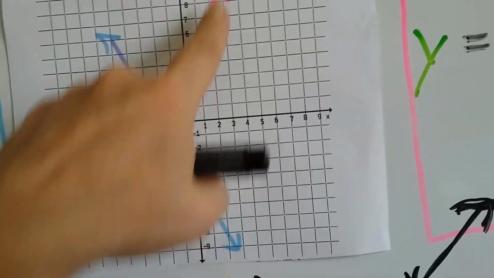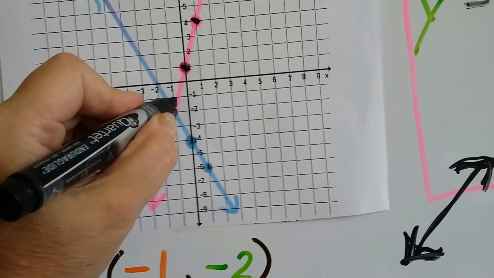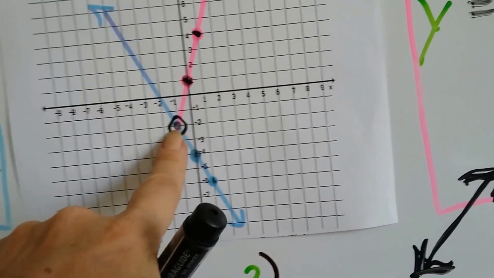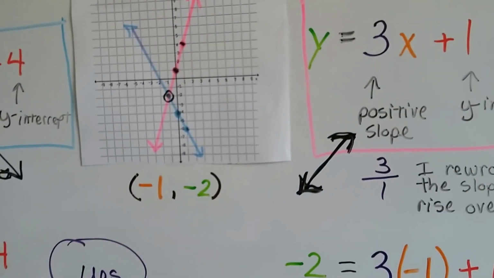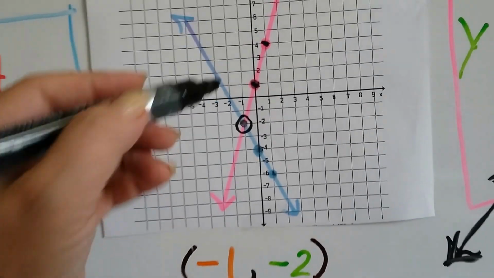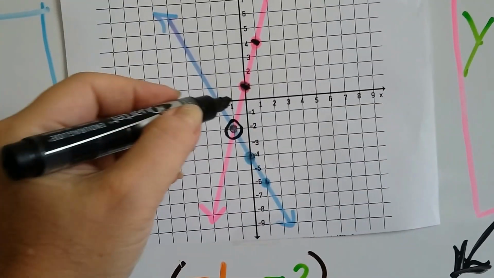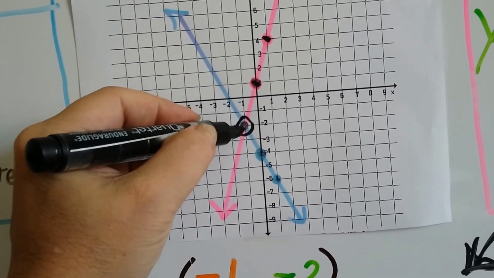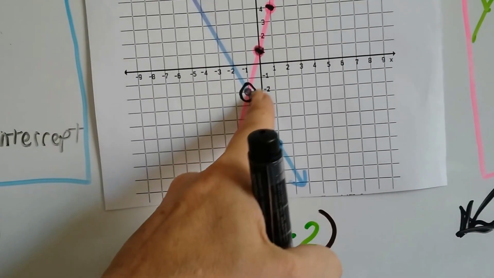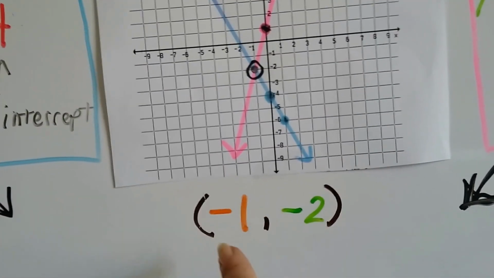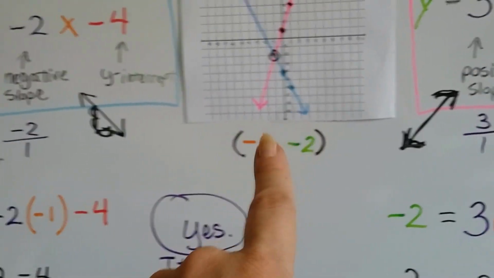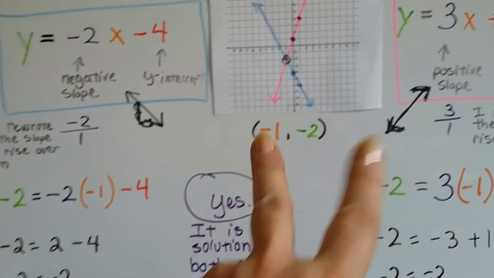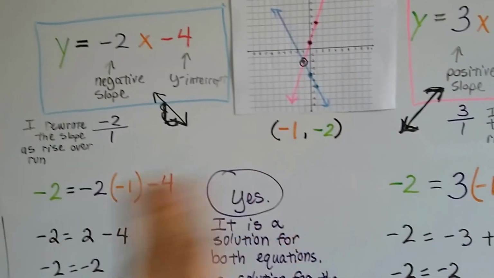And the blue line and the pink line crisscross and intersect right there. See? This point is, for the x, it's a -1. And for the y, it's a -2. And that's our ordered pair, (-1, -2). Now what happens if we plug this into both equations? Will it be a solution for both equations?